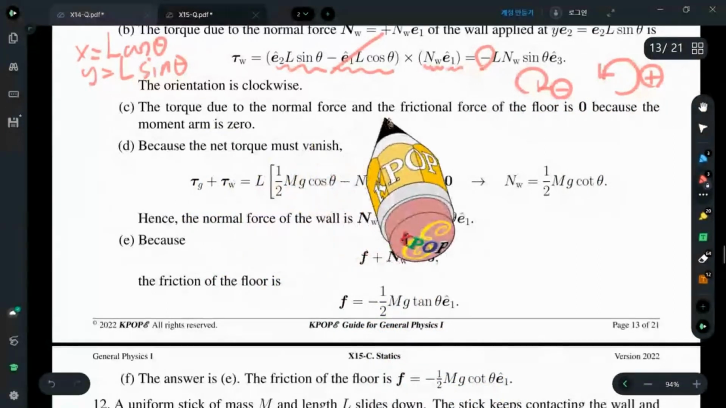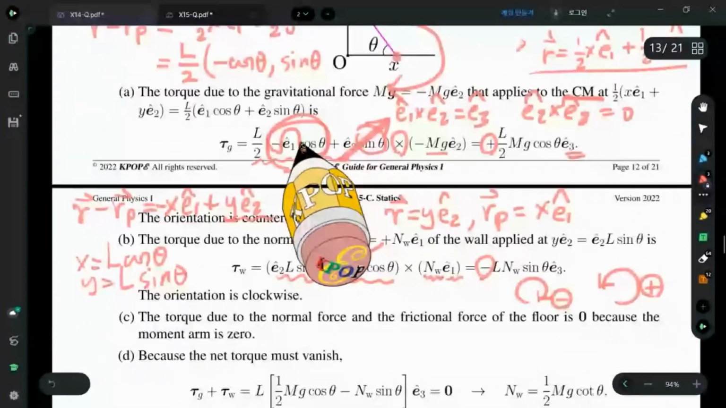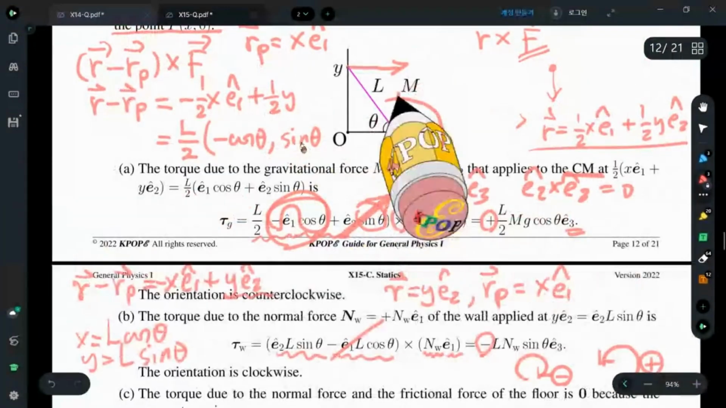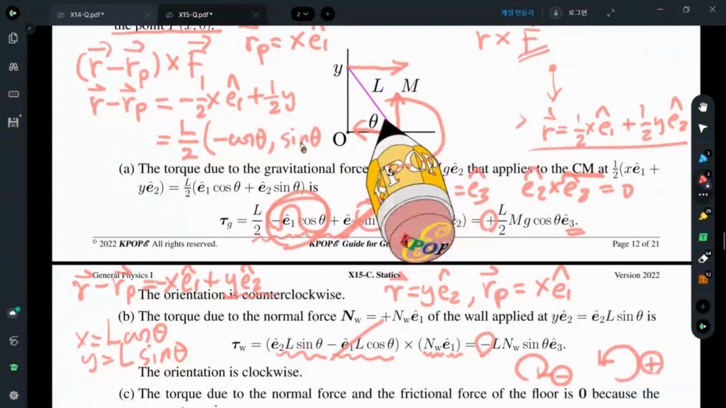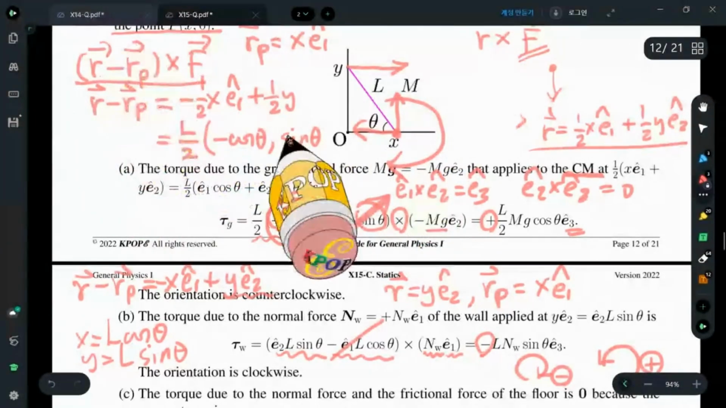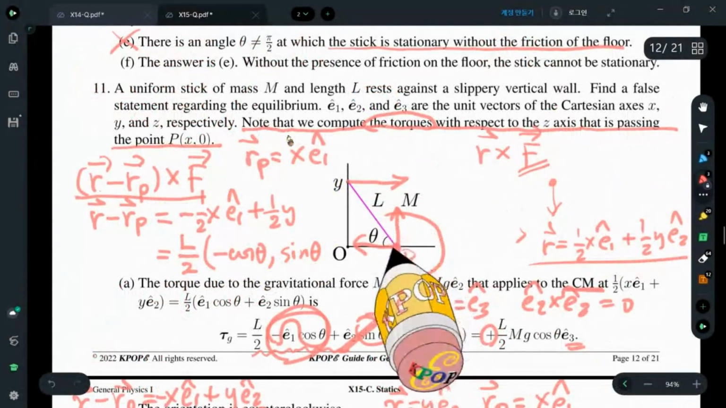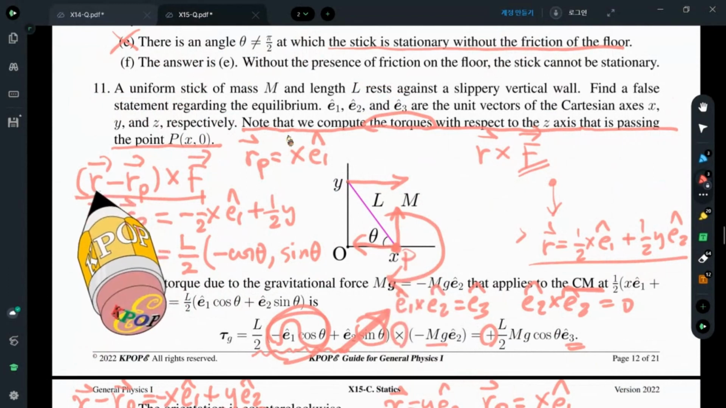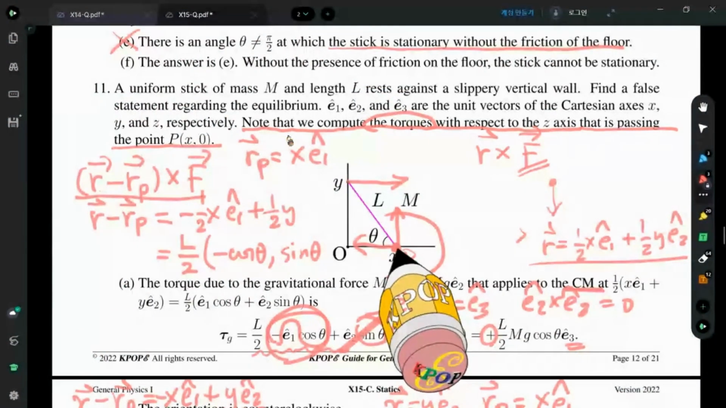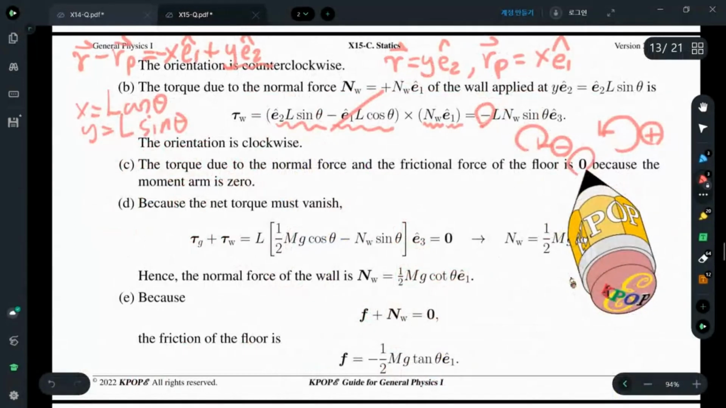The torque due to the normal force and the frictional force of the floor is zero because the moment arm is zero. Here, we have a normal force on the floor and a frictional force on the floor. However, when I compute the torque, we have chosen an axis of rotation passing through the point P. Whatever force may be applied at this point, because R minus R_P is zero there, there is no way to contribute to the torque. Therefore, it vanishes. It is exactly zero.